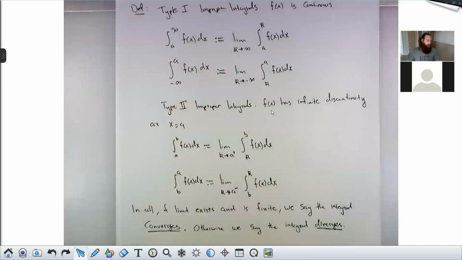The type 2 example that we did at the end of class last time, where I had an infinite discontinuity in the middle of my interval, represents an interesting example because the function was odd. I was integrating over a region symmetric about 0, and the value of the integral did come out to 0.